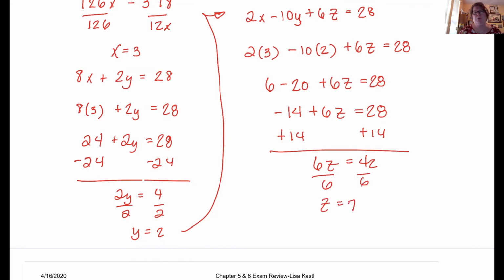So the ordered triple that is the solution to this system is that X is 3, Y is 2, and Z is 7. So that would be 3, 2, 7. You write the ordered triple with parentheses around it. X comes first, Y comes second, Z comes third. MyMathLab provides the braces for you to type that in.